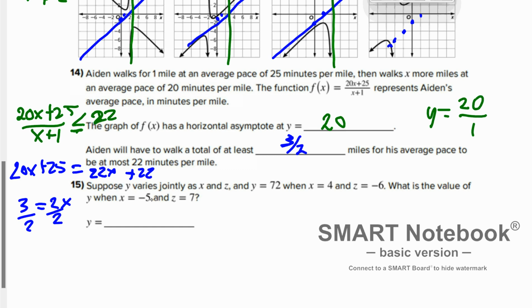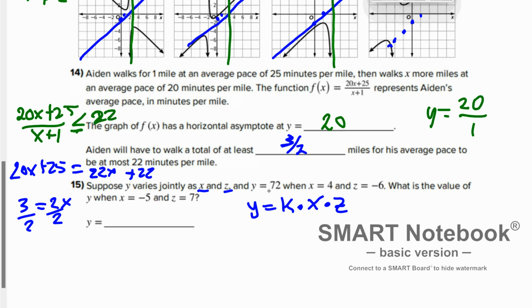Okay, now we have number 15, y varies, so that means y equals k. And then jointly just means multiplication. Jointly as x and z, so that means we're multiplying k by both x and z. And now we're just solving this equation for k. So they're going to give us some numbers here. Sometimes you have to decipher what to put in, but they're going to give us 3 numbers, y, x, and z, in order to solve for k.